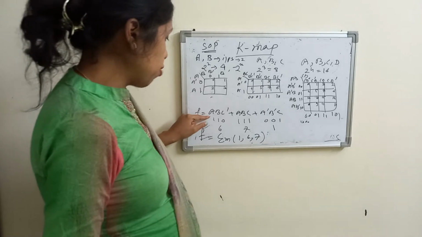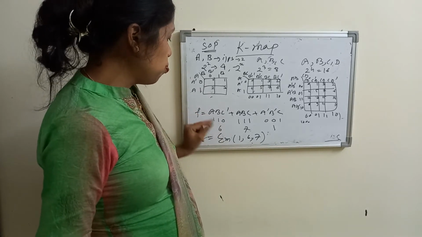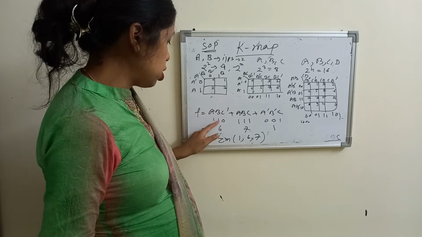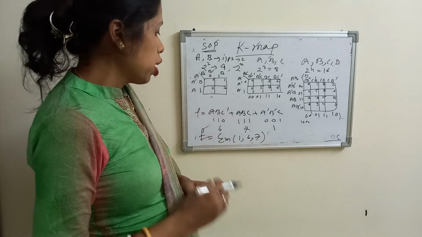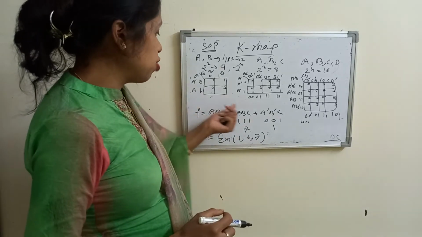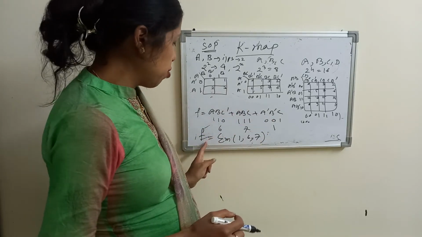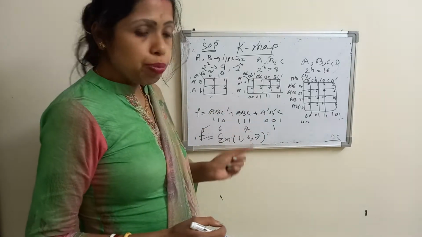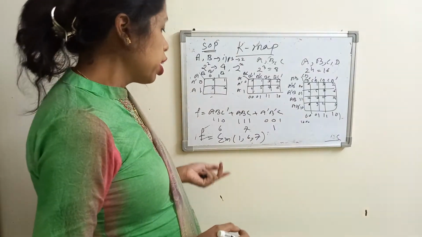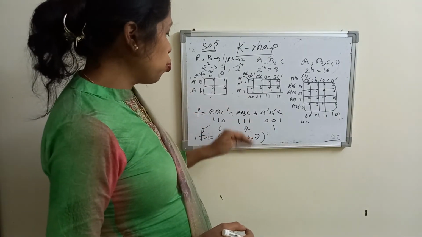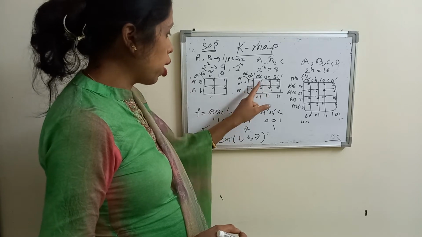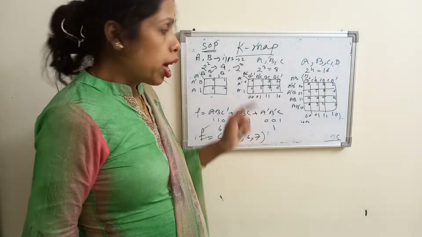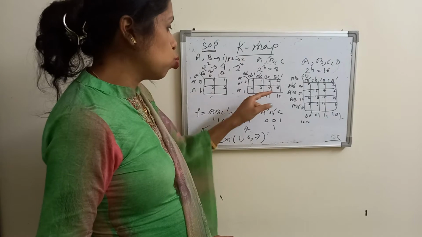If you have this question, you have to convert it into this format. Which cells represent 6, 7, 1? That means in the function I have these three combinations. In the function I have these three minterms, right? So that means I have to put logic 1 in those cells. If you check cells number 1, 6, 7, I have to put logic 1 in those cells.